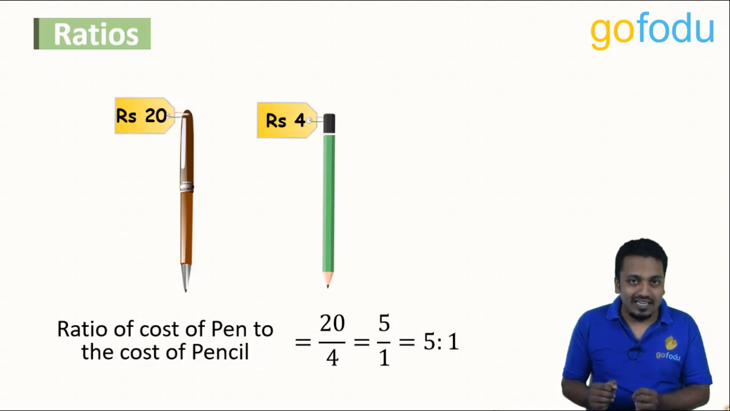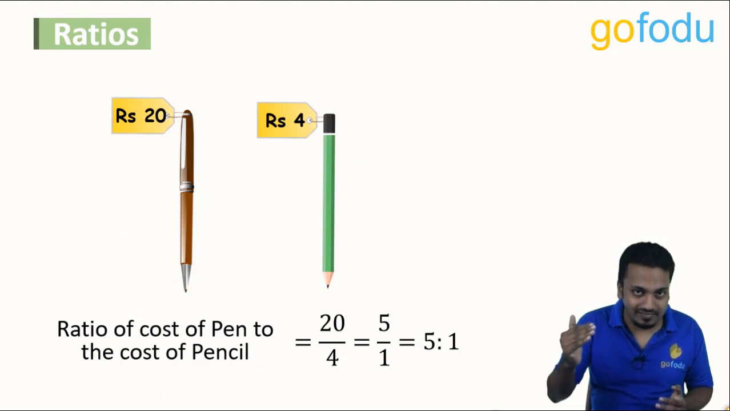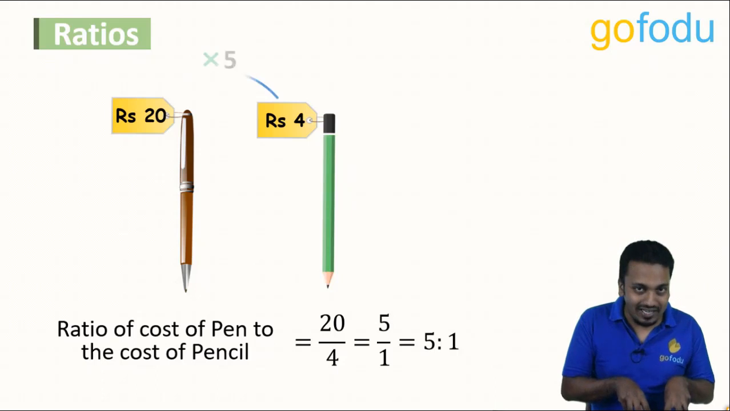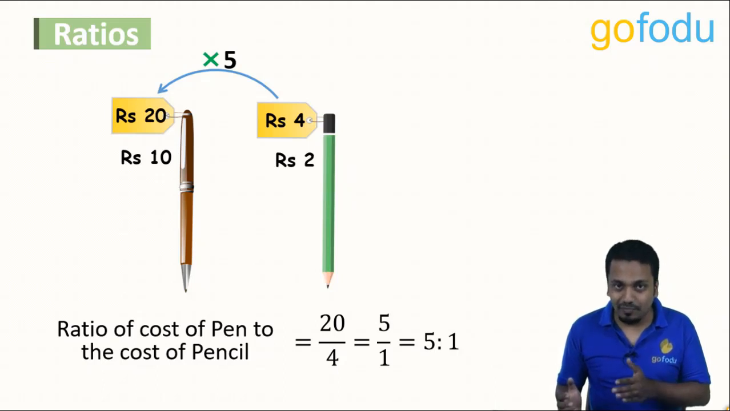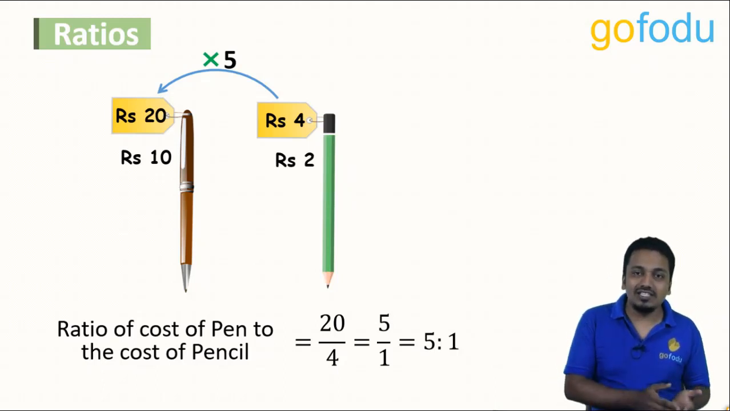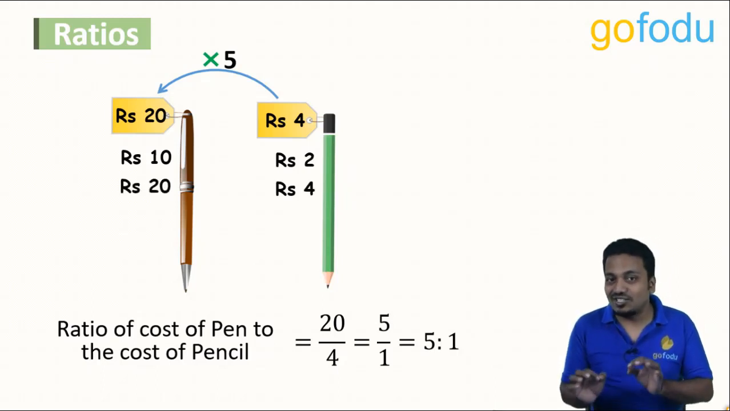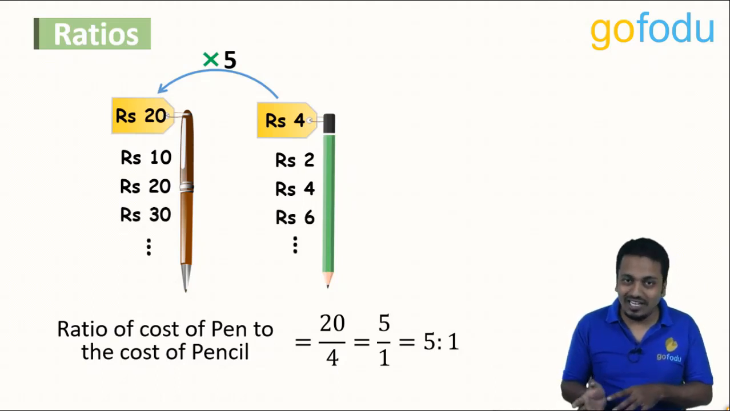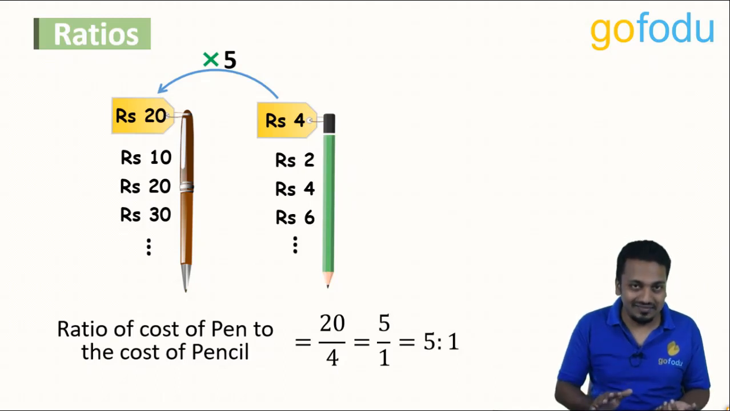And just like we reduce the ratio, we can scale it up as well. Ratio is given to us as 5 is to 1. That means the cost of the pen is 5 times the cost of the pencil. It would be the same as 10 is to 2, where the pen is 10 rupees and the pencil is 2 rupees. It would be the same as 20 is to 4 or 30 is to 6. Cost of pen is 5 times the cost of pencil. All these ratios are the same only.